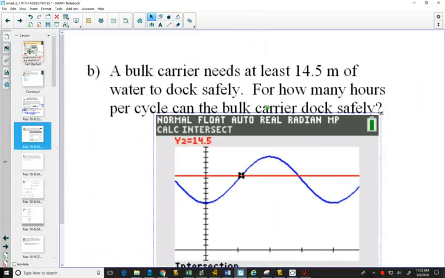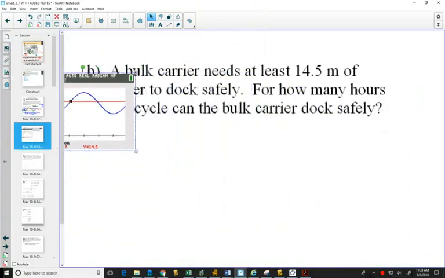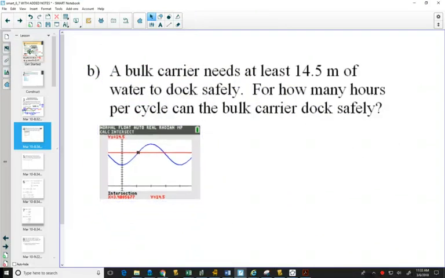Take your computer's calculator screen, just drag it to your notes, just like that. And we've got our one value. It says it happens at 3.48.